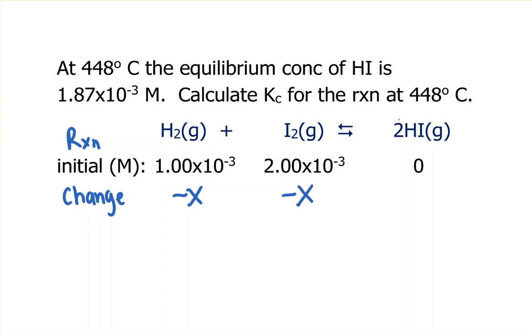But then when I get to C, I have a 2. Because if x of this reacts and x of that reacts, I'll get 2x of this. So I'll say plus 2x here. Some people draw a line right here because on this next part, you are essentially adding these two rows.